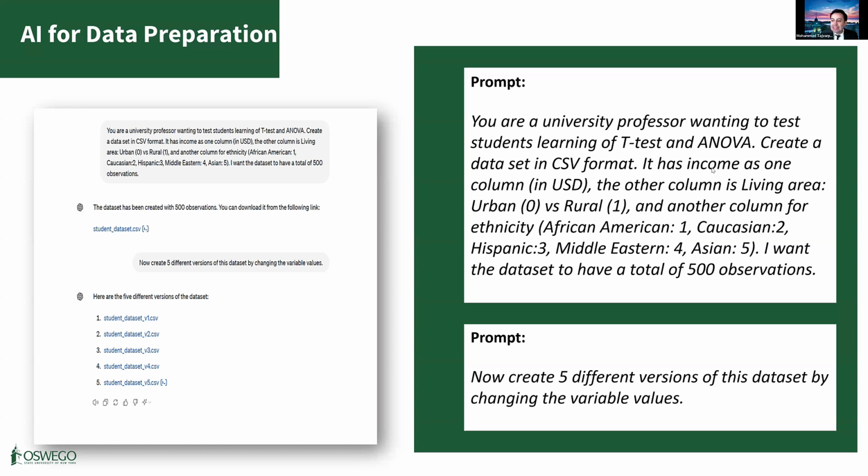It has income as one column in US dollar. The other column is living area, urban versus rural. So we can do the t-test. And another column for ethnicity: African American, Caucasian, Hispanic, Middle Eastern, Asian. I want the data set to have a total of 500 observations. Once you do that, in a couple of seconds, ChatGPT will create a data set for you.